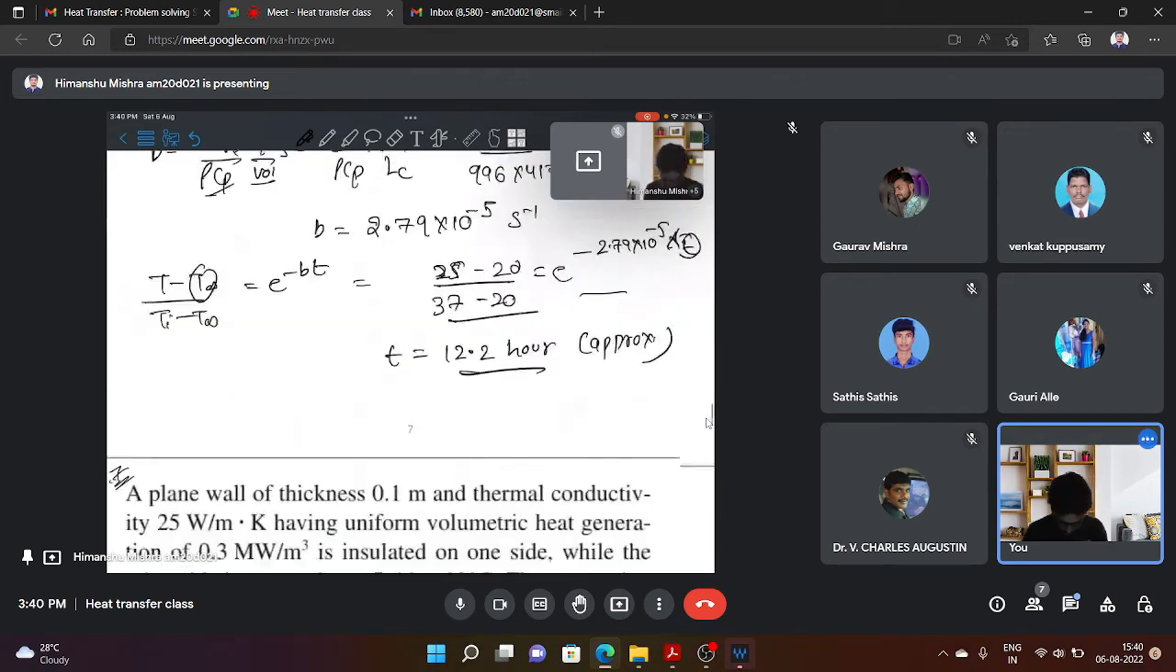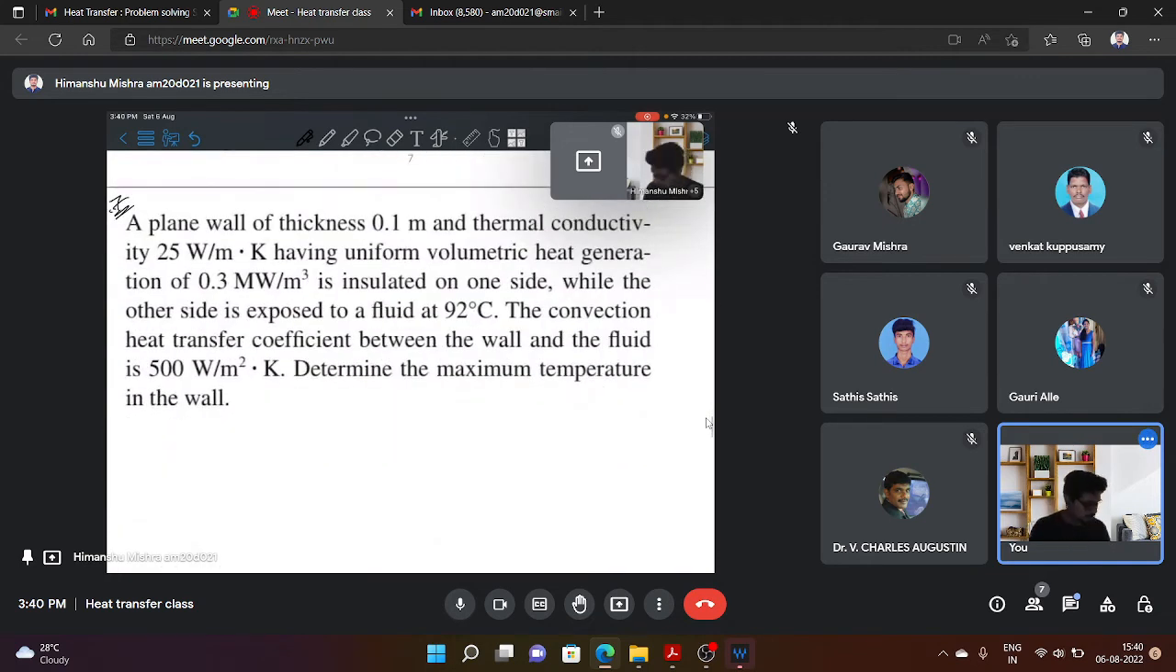So moving ahead, a plane wall of thickness 0.1 meter, thermal conductivity 25, having a uniform volumetric heat generation of 0.3 megawatt per meter cube, is insulated on one side while the other side is exposed to fluid at 90 degrees Celsius. The convection heat transfer coefficient is given. Determine the maximum temperature in the wall.